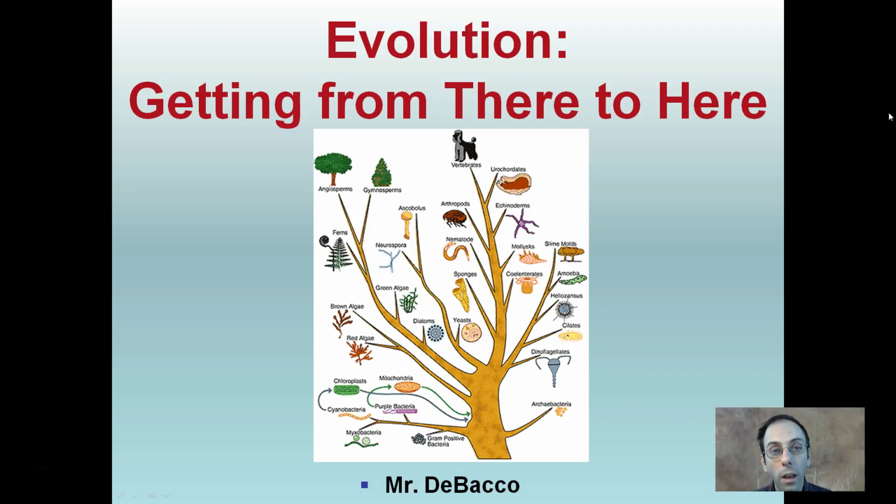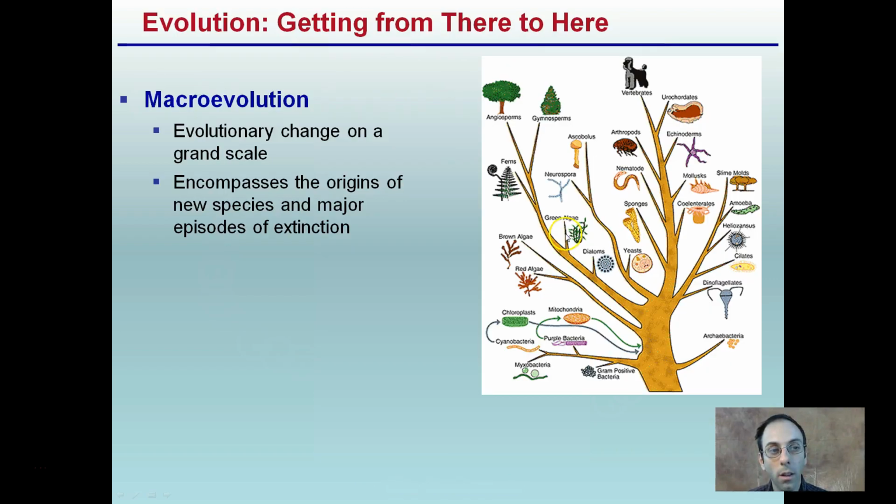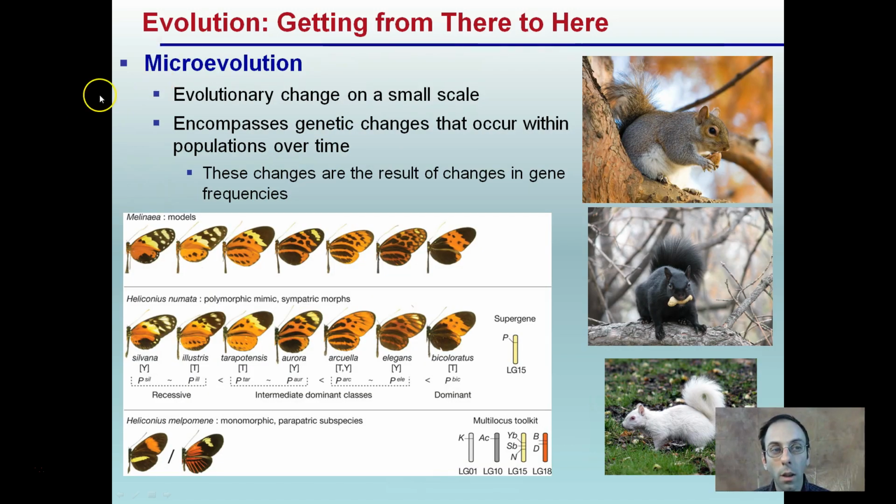So here we're going to look at evolution, getting it there from here, kind of helping explain the origin of certain structures, certain organisms, and certain species. Starting with evolution in general, we're seeing that there's evidence of macroevolution. Macroevolution is evolutionary change on a grand scale, a large scale. This encompasses the origin of new species and major episodes of extinction. So macro, think just like it is, large-scale changes.